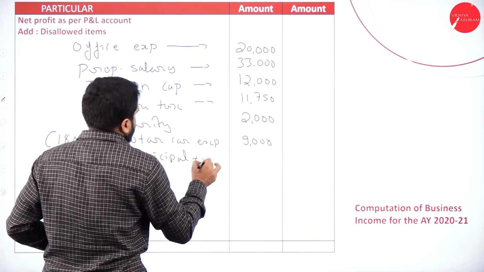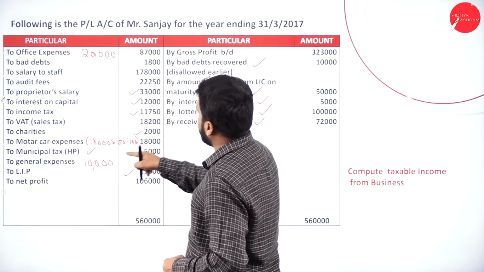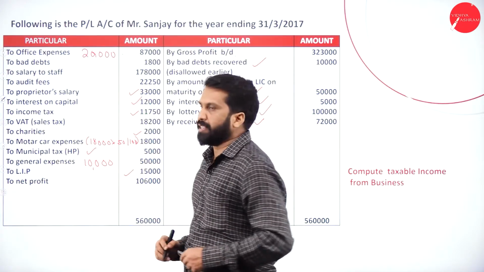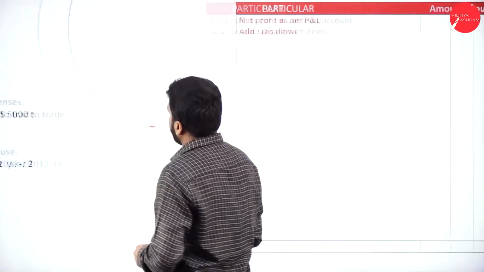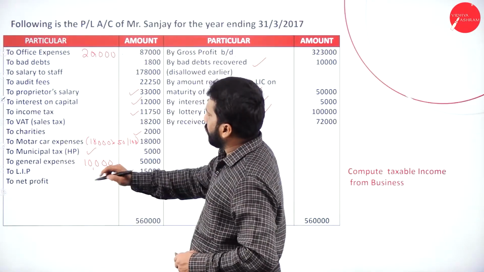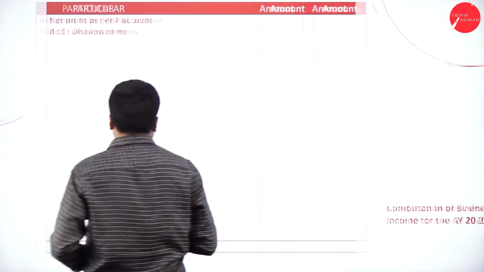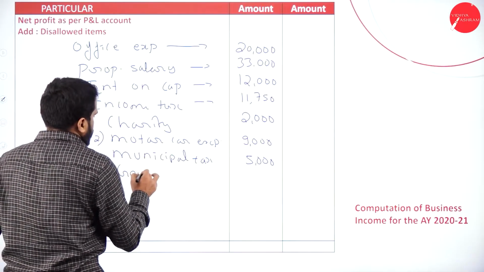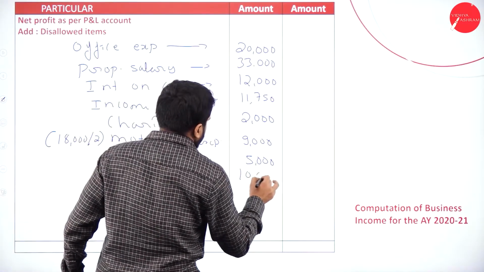Municipal tax, how much is it? Municipal tax is 5,000. Next, after this, general expenses out of 50, we are supposed to take 10,000. General expenses, 10,000.